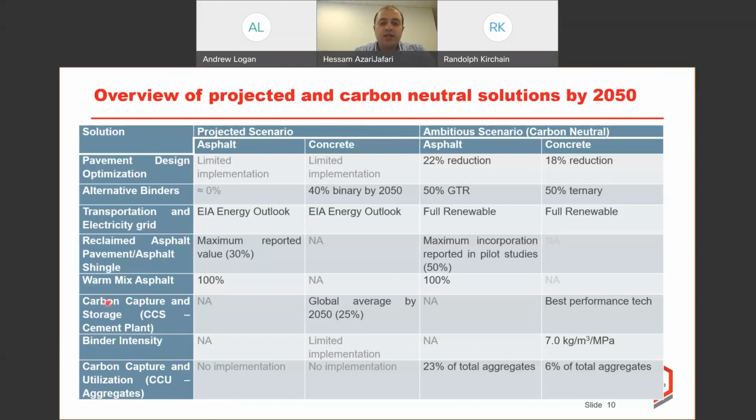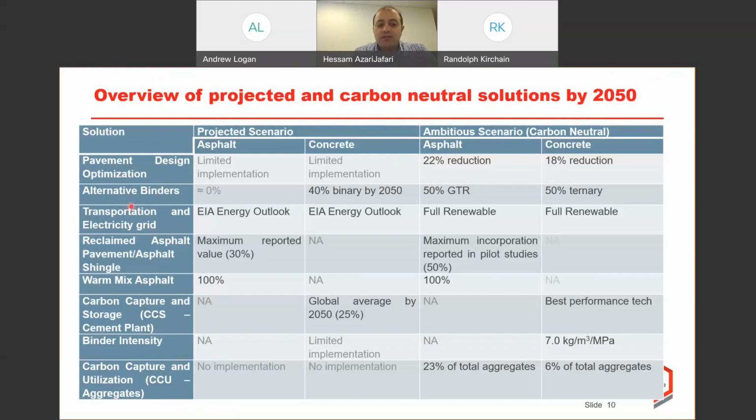first solution here, pavement design optimization. We expect 22% reduction for asphalt and around 18% reduction for the concrete based on the optimization of the pavement design. These are the data that we could collect from the experiences of different DOTs once they shifted to a new method or new approach for designing their roads, changing their structural number base. For a couple of states, it saved a lot of asphalt for their pavements.